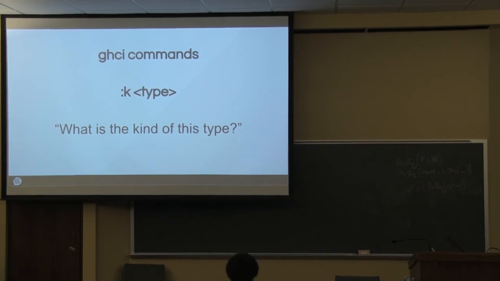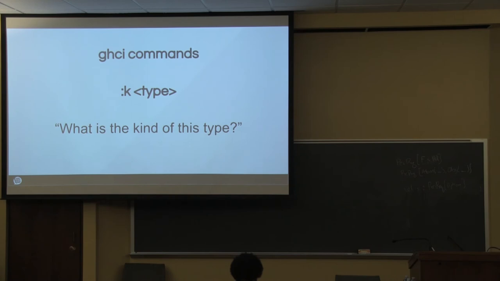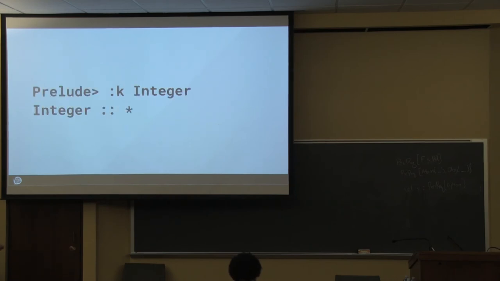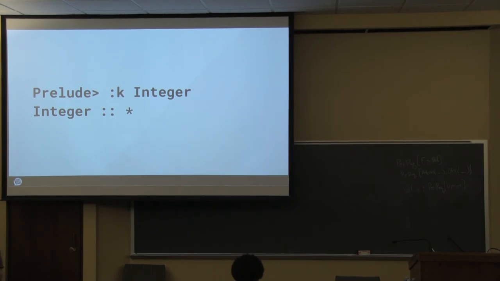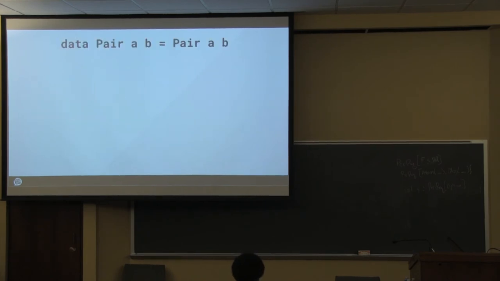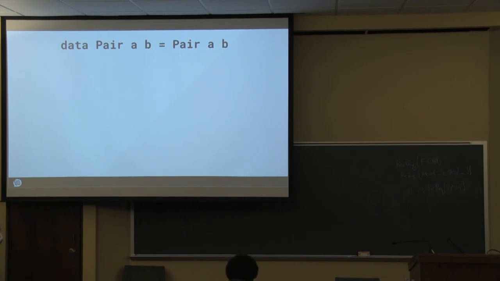What's a kind? Let me give you a few examples and see if I can develop an intuition with you all. I want to know the kind of Integer. Single star. All right. Let's look at another type. Haskell syntax with the original pair, like paren, comma, paren, kind of goes to pieces if you try to partially apply it. So here's a new type.